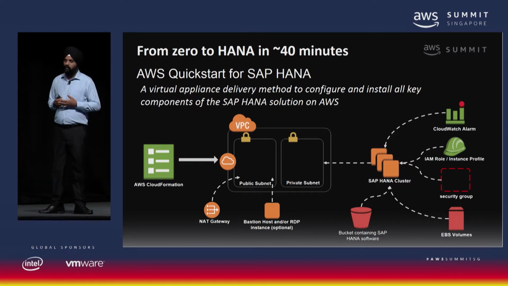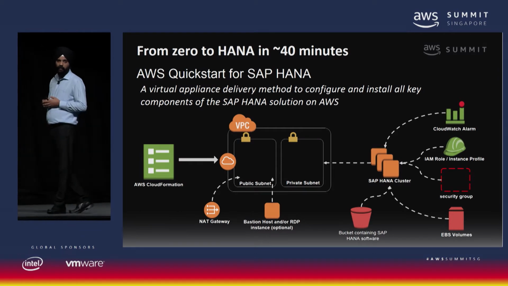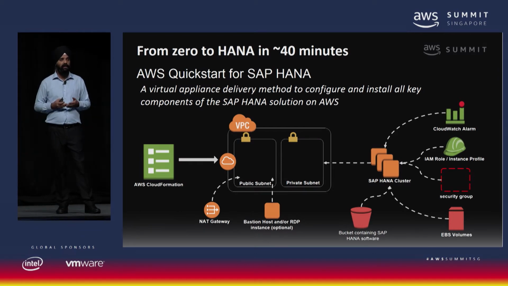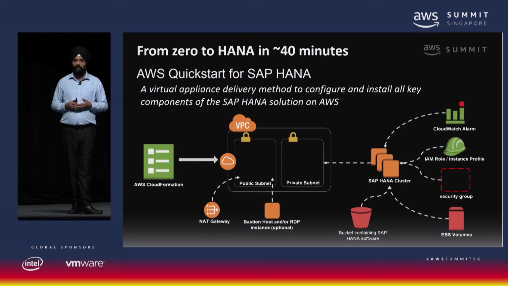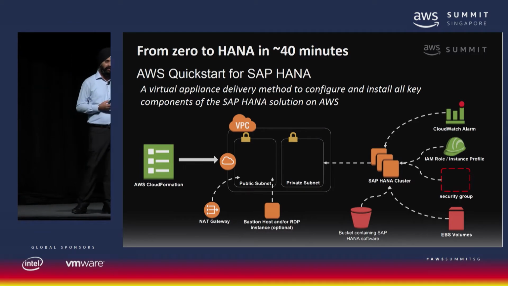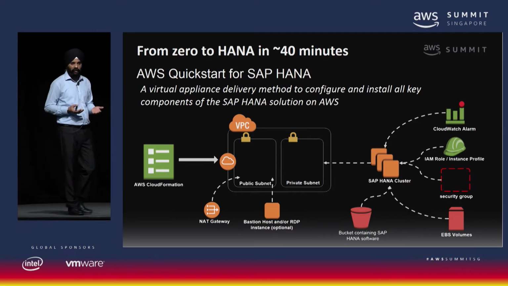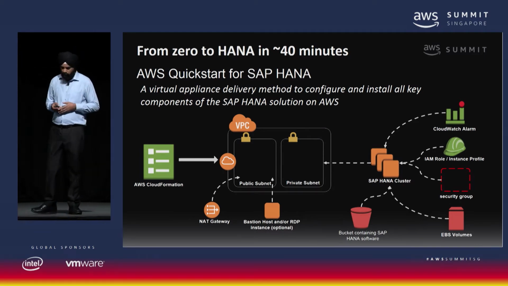So we have the SAP HANA Quickstart, which is available for quite some time now, and customers can build a production-grade SAP HANA instance on AWS in under 40 minutes. This Quickstart not just deploys SAP HANA, but builds the underlying infrastructure as well. For example, creation of your VPC, various subnets in that VPC, creation of security groups, and so on.